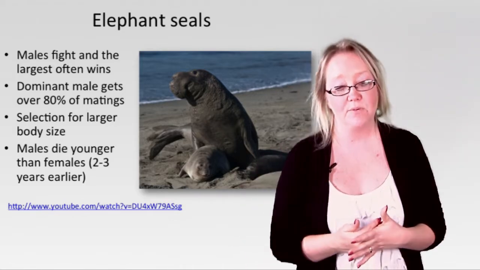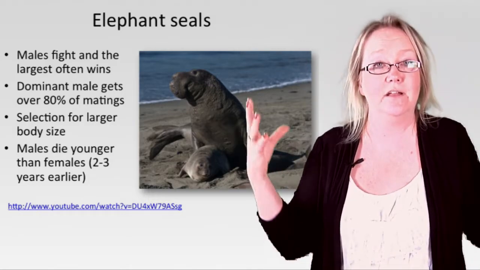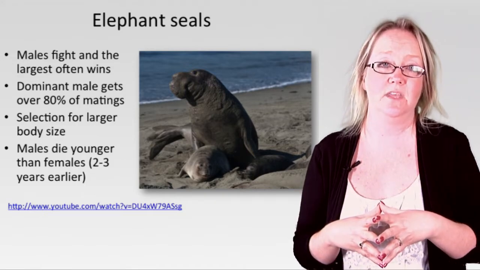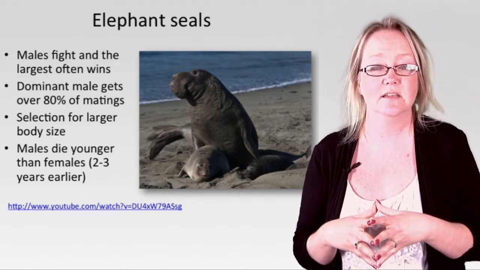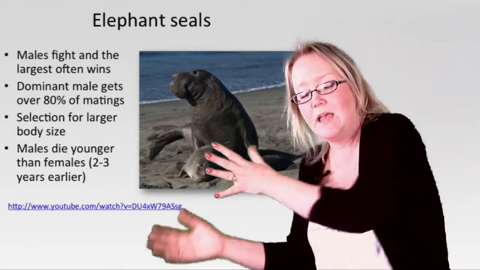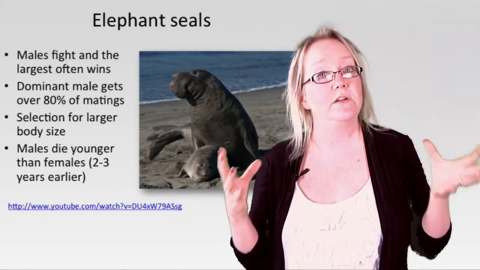Looking at an example in elephant seals. Okay, elephant seal males, very, very, very large. Males fight and the largest often wins. A lot of it has to do with weight, and basically they don't have feet, so they're throwing their bodies around, they're slamming their heads together. There's a little video here, you can watch it happen. It is very, very brutal.